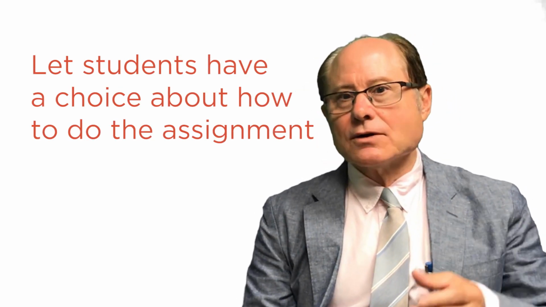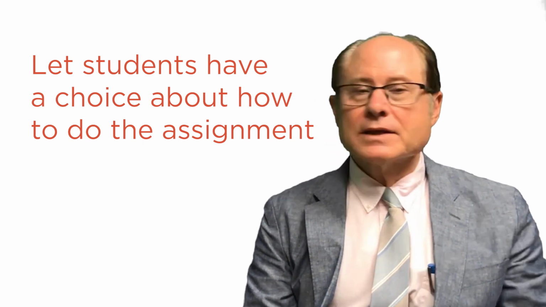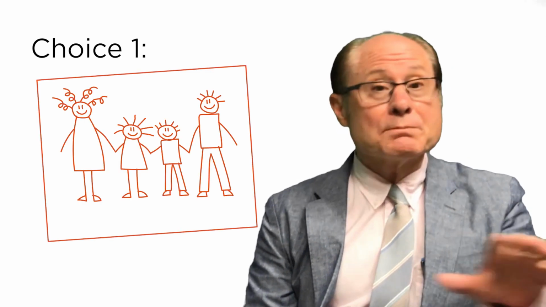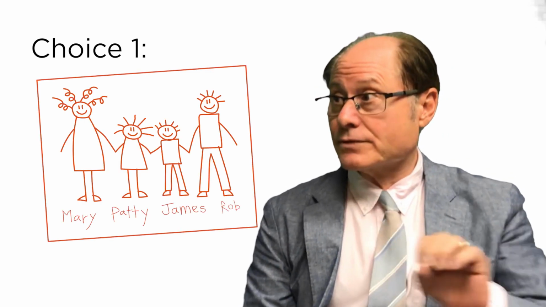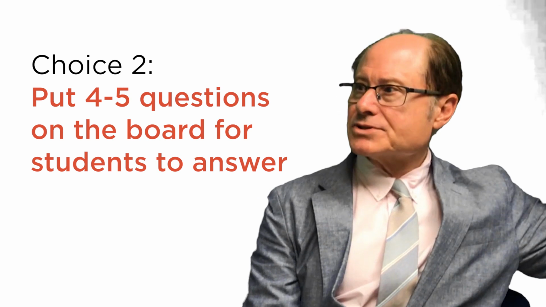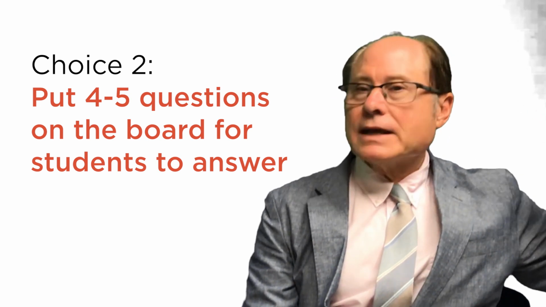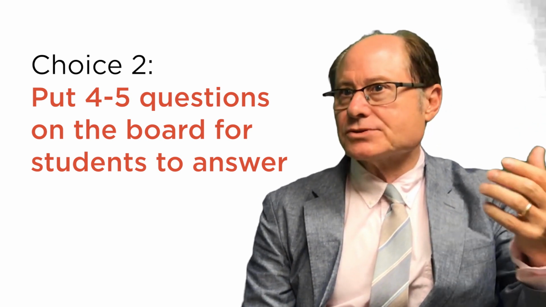Something I often do is that I ask the students to talk about their families, because that's something they can speak about easily. And I let them have a choice about how they want to tell me about their family. So, for example, for the students that may be the most challenged with proficiency, I might ask them to just draw a picture of their family and put the names over them. And then for students that are a little bit more proficient, I might put 4 or 5 sentences about family on the board and ask them to give answers to those questions.